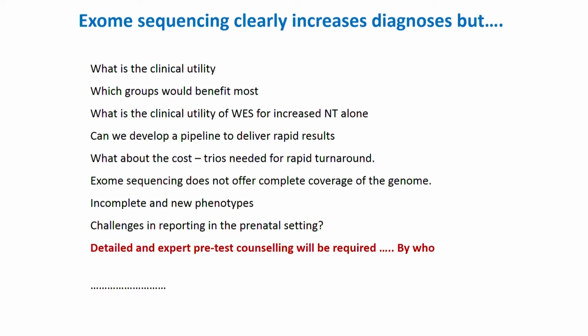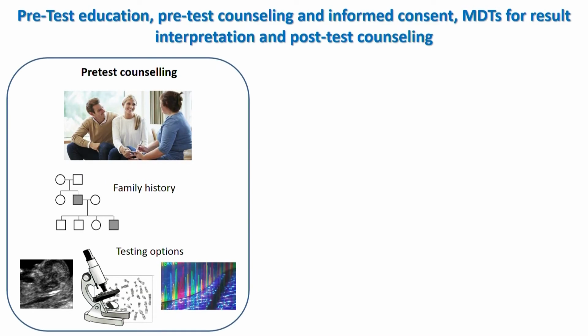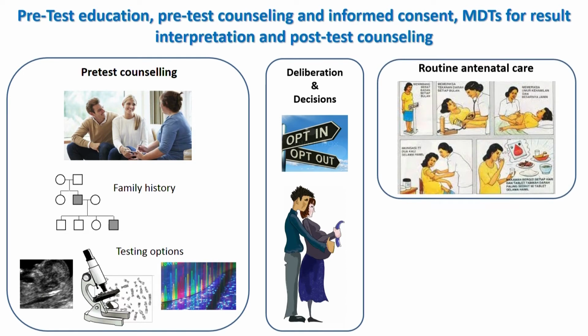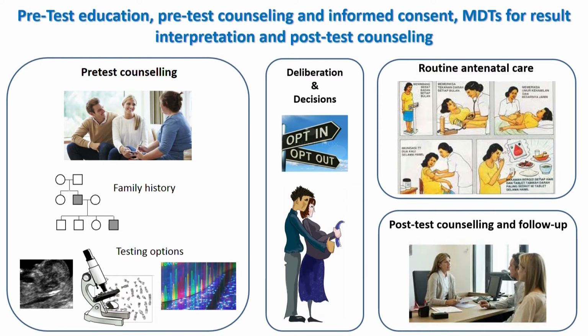And finally, and I think one of the most challenging things which is going to face us all, is that detailed expert counselling is going to be required, and who's going to do it? So for these complex tests, we're going to need pre-test counselling, we're going to need parents to think about what we're offering and what might be detected or not detected, and make their decisions to either opt out into routine antenatal care or to go for sequencing.